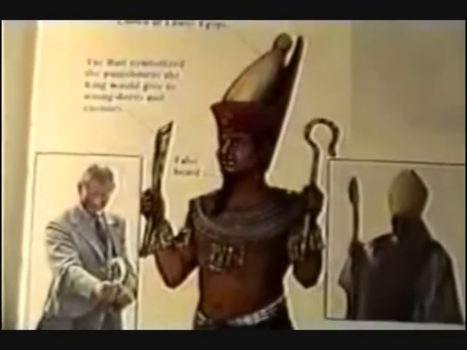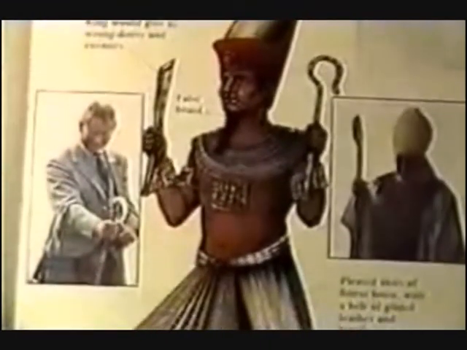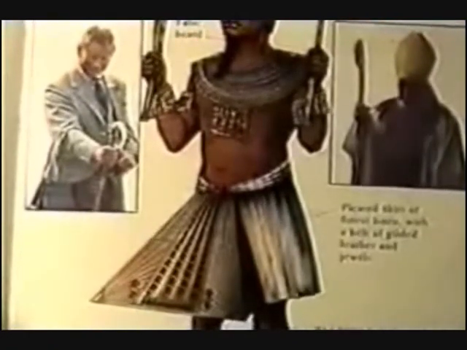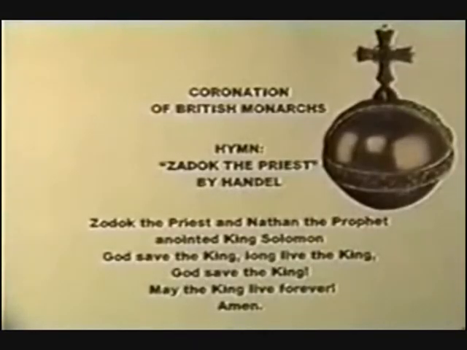Kilts, like the one worn by Prince Charles, originate with the Egyptian pharaohs who wore white kilts. The hymn, Zadok the Priest, written by Handel, was performed at the Queen's coronation in 1952. Zadok the priest was the biblical priest who anointed the Hebrew King Solomon while the people cried, "God save King Solomon! Long live King Solomon! May the king live forever!"